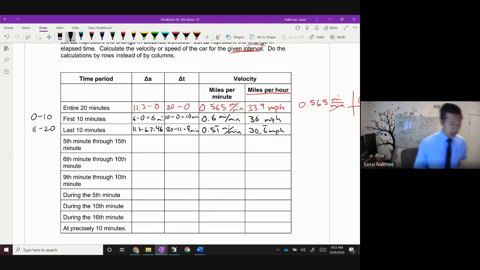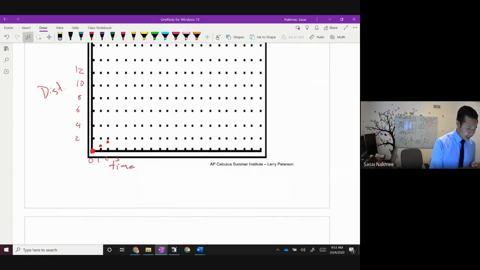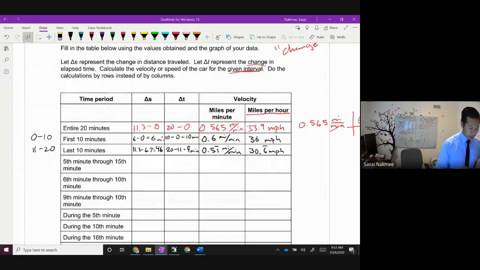And that kind of makes sense, right? If the overall average was 33 miles per hour and the first 10 minutes was 36 miles per hour, that means that they had to drive a little bit slower on average for the last 10 minutes for it to average out to 33 miles, right? And that's all I'm looking at right here. If I go back and look at the scatter plot, I'm calculating the averages for different points on these scatter plots. So the rate of change, if you think about it, is just my slope of these lines as I'm going along here. So I'm doing it from 0 to 10, and I'm doing it from 11 to 20.